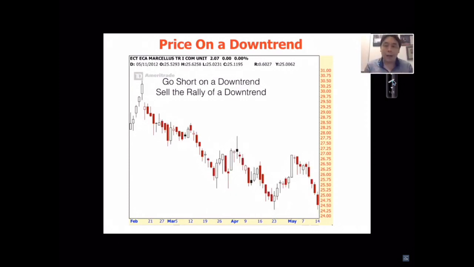So when is the best time to sell on a downtrend? Would you want to sell at A, at the high of the downtrend, or sell at B, at the low of the downtrend? Once again, would you want to sell at A or sell at B? Obviously, logically, you always want to sell at the high of a downtrend, right? Sell high, buy low. So always sell the high of a downtrend, never sell the low.